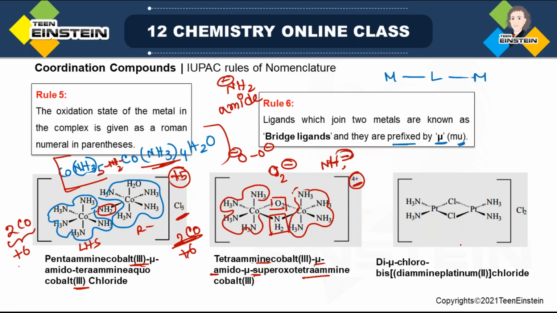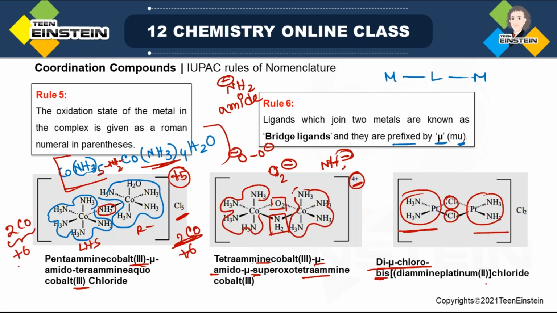So now what we'll do, first we have written di-mu-chloro because the bridging ligand is coming twice. And this moiety is the same on both sides. So that is why it is written bis, and then inside diamine platinum, because this part is diamine platinum, this is another diamine platinum.